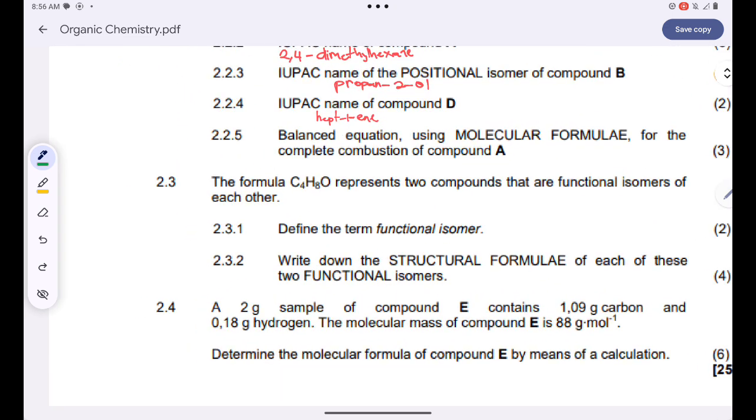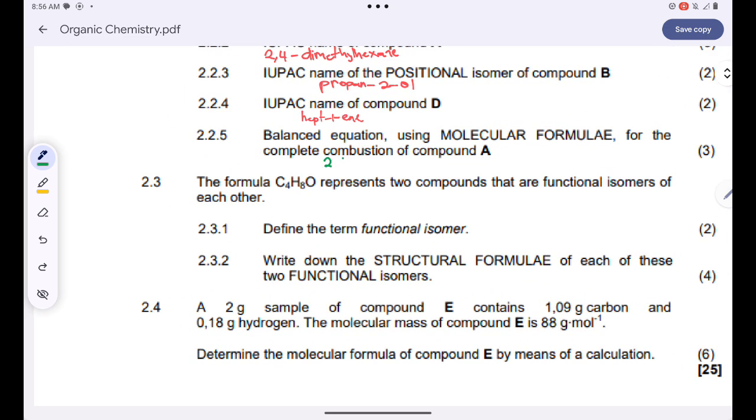Okay, so the balanced equation is just 2C8H18 plus 25 O2, which will give us 16 CO2 plus 18 H2O. So that's our balanced equation, right?